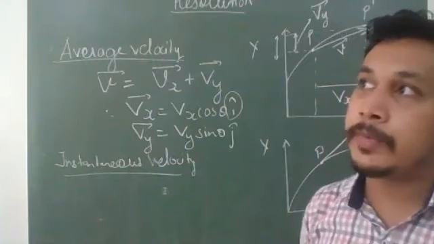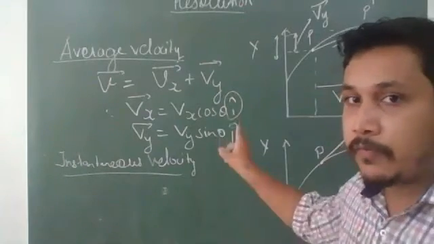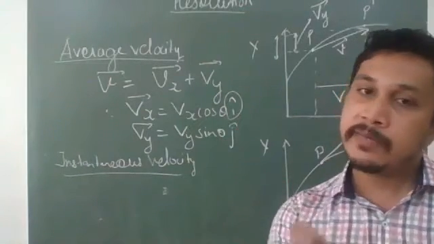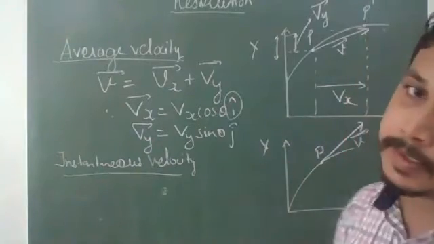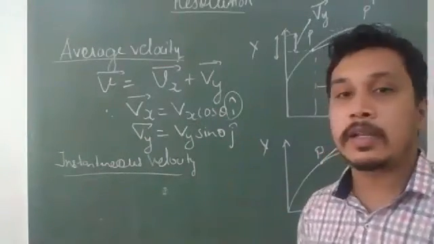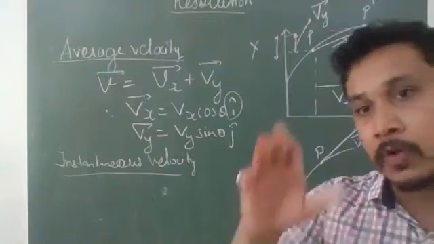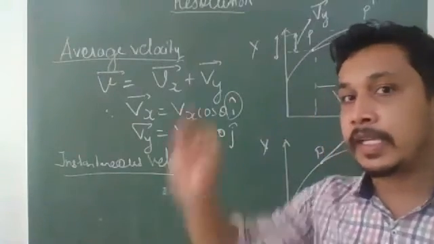What does unit mean? It means 1. This unit vector has a magnitude of 1, and it has a direction facing along the x-axis. What about j? j is another unit vector which has a magnitude of again 1, but it is facing along the y-axis.